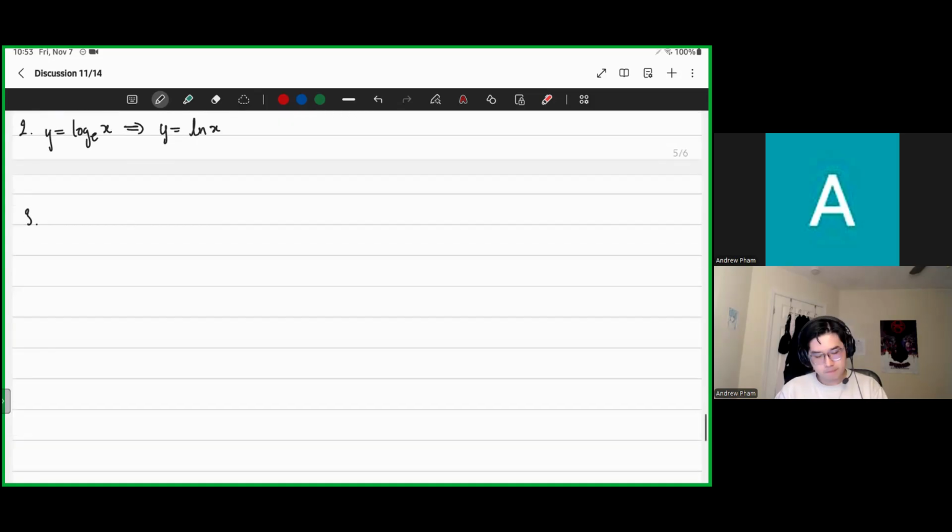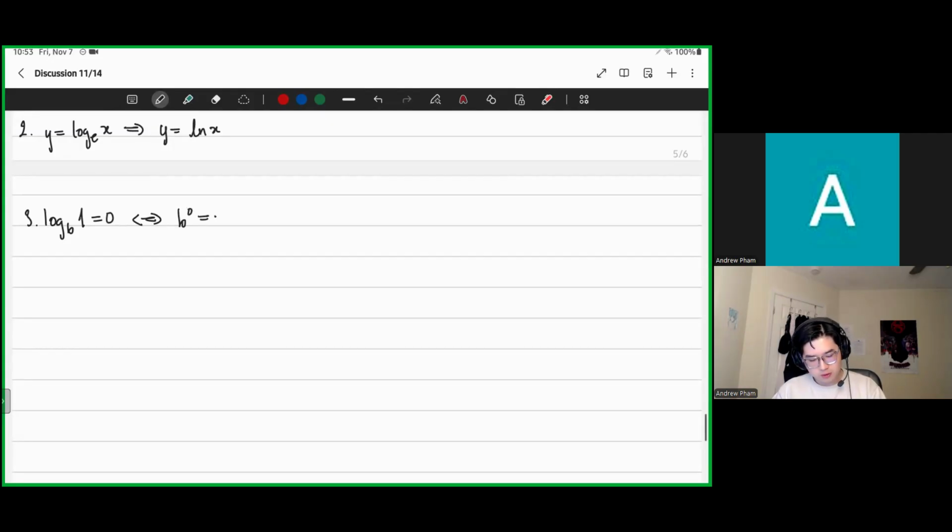3. Log base b of 1 is 0, because if I switch this to exponential form, b to the 0 is 1. Okay, what number do I raise b to give me 1? Well, raising any number to 0 gives me 1. So that's why log base b of 1 is equal to 0.